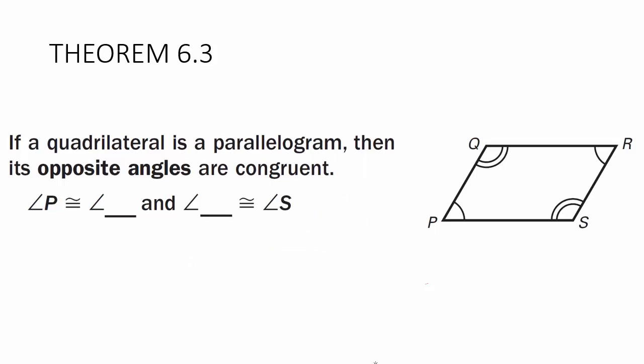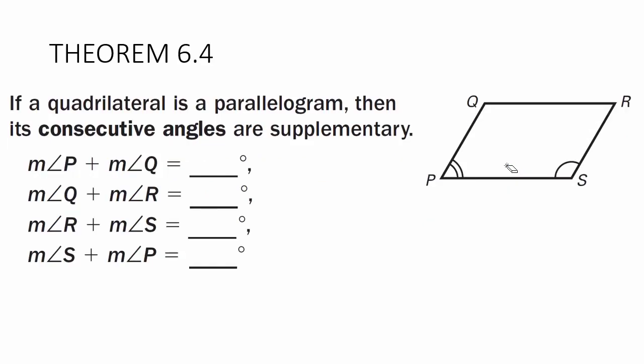Theorem 6.3. If a quadrilateral is a parallelogram, then its opposite angles are congruent. So in this picture over here, angle P, its opposite angle is angle R, so angle P and angle R are congruent. And angle Q is opposite to angle S, so angle Q and angle S are congruent.